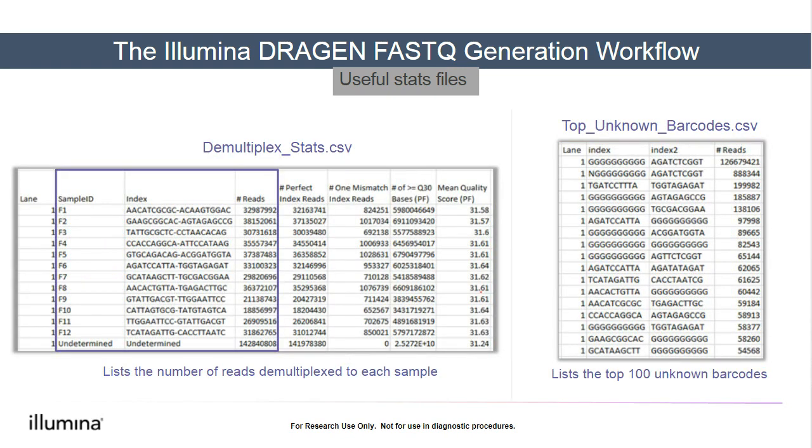Shown here are really helpful files for troubleshooting demultiplexing issues. The demultiplex stats shows the reads assigned to each sample, and the top 100 unknown barcodes shows index reads by the sequencer that were not assigned to a specific sample. These files are also described in detail in the NextSeq 2000 system guide.